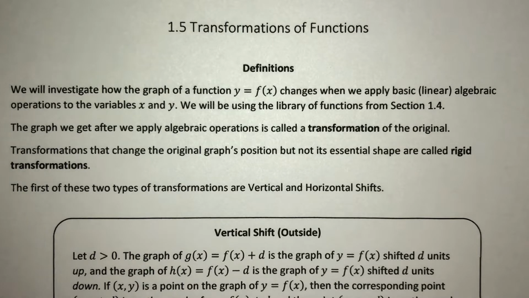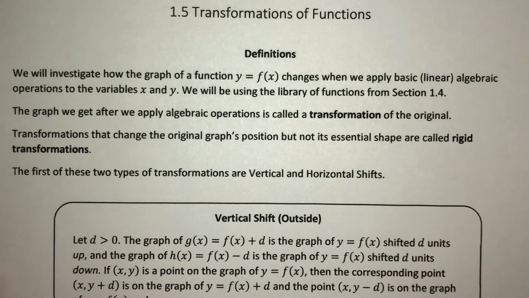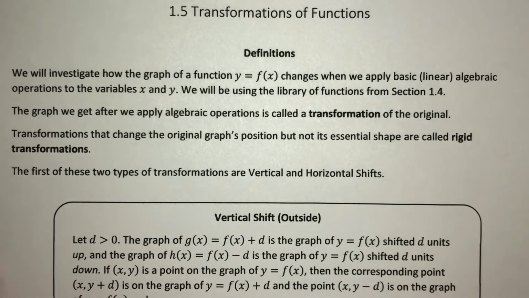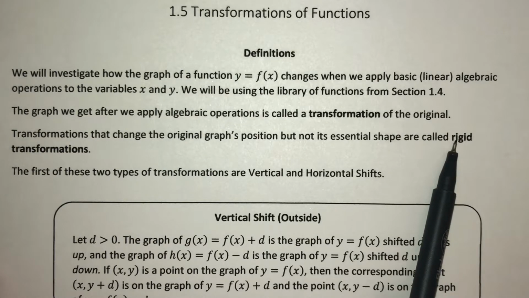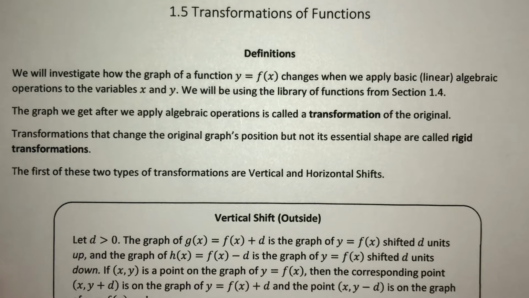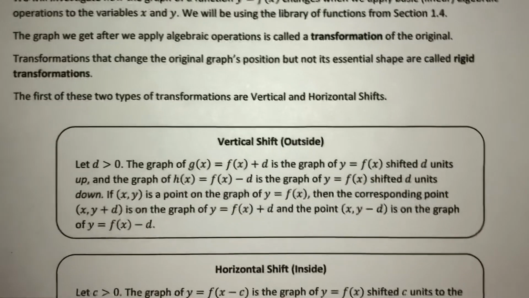And we're going to be using the library of functions that we had from the end of the last section. Those are the graphs that we're going to be using and moving around. Okay, so just a few definitions first. The graph we get after we do those algebraic operations, that's the transformation of the original. And we're going to start off by talking about what are called rigid transformations. These are ones where the thing moves around on the grid, but it doesn't change shape. Okay? So the first two main types are the vertical and horizontal shifts.